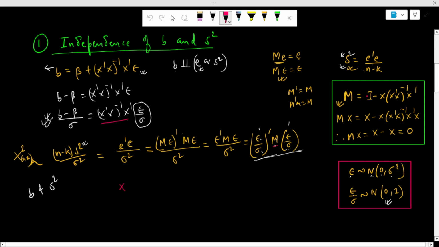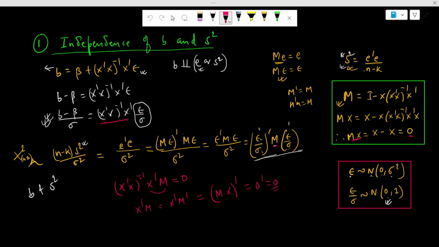Let us write it. We have shown here that MX is equal to 0. So this term should be equal to 0, because X transpose M can be written as X transpose M transpose, because M is an idempotent matrix. So this should be equal to 0. Therefore, we can say that the OLS beta and the sample error term are independent, and a function of the sample error term, s square, is independent of beta.